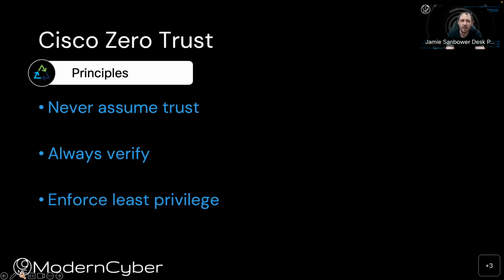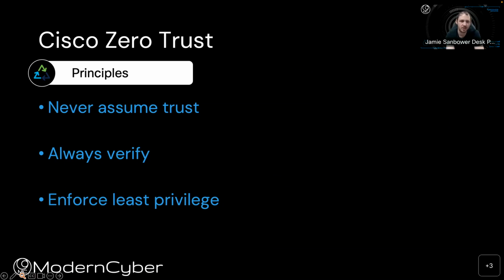If we start on the principle side, if you joined us for our first webinar, I talked through Modern Cyber's Zero Trust principles, very similar to Cisco, very similar to some of the other vendors. Just a couple key differences here. With Cisco, their focus is never to assume trust. This means there shouldn't be communication from a user, a device, coming from a network or an application or service that is assumed to be trustworthy.